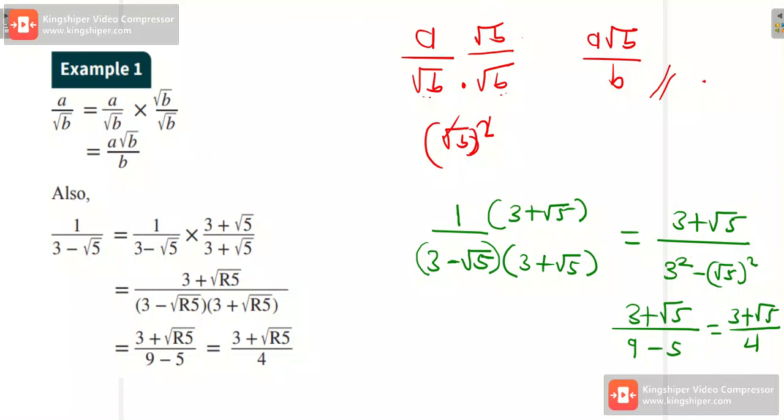Now there are some typo errors in the book. Let's clear those things; there shouldn't be any error there. Okay, so we have 3 plus root of 5 all divided by 4, and that is the final answer. Now we can clearly see that the denominator has been rationalized, or it has become a rational number.